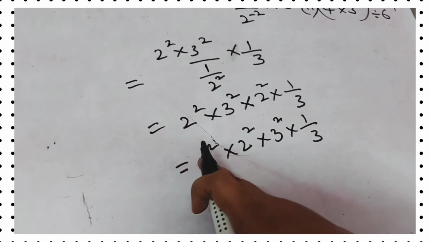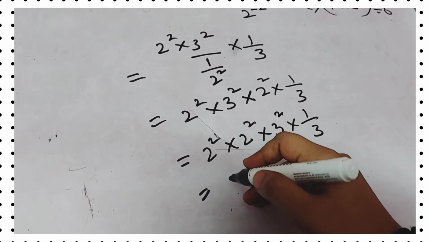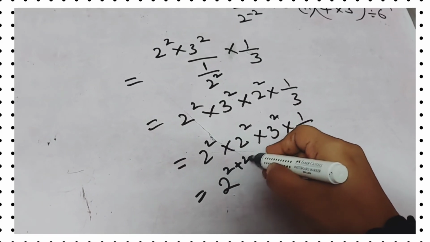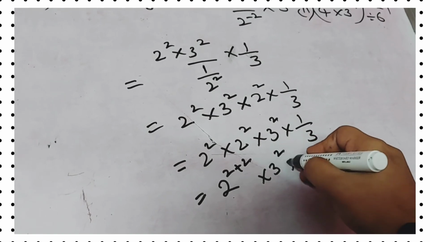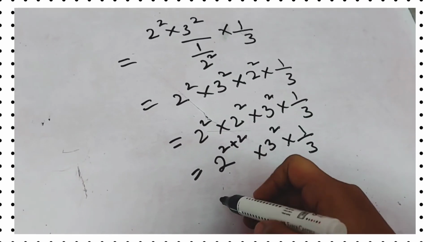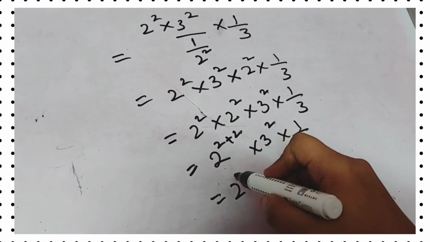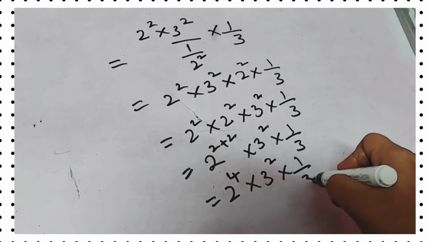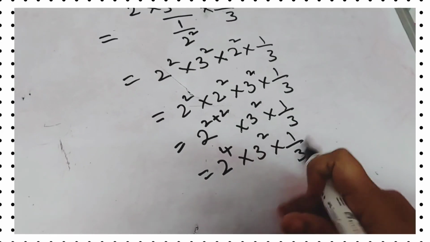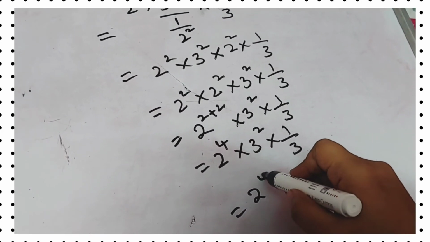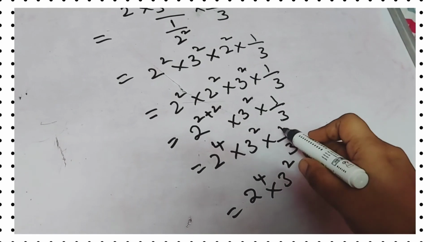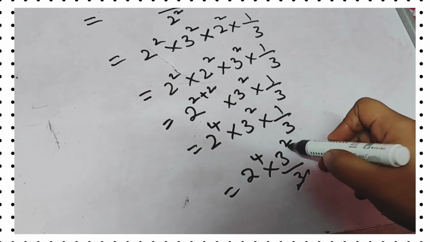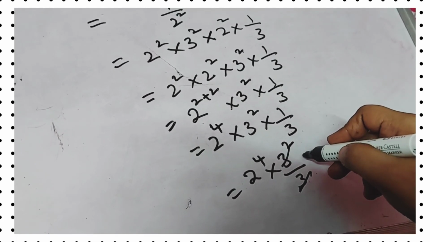So here the bases are same. Again the powers should be added. It is 2 plus 2 into 3^2 into 1 by 3. So now you can write it as 2^4 into 3 square into 1 by 3. So again you can write it as 2^4 into 3 square into 1 is 3 square by 3. So if you cancel these 3 and these 3 square, what is left here? 3 is left.